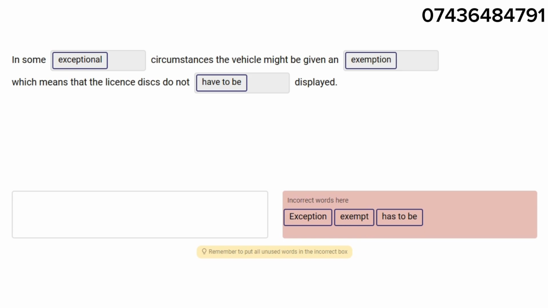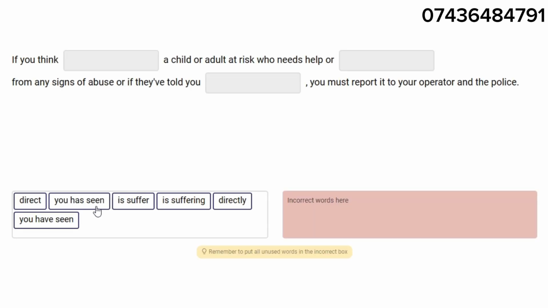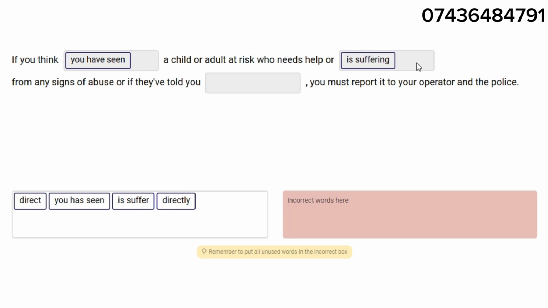Okay, the next question is this: if you think a child or adult at risk who needs help or is suffering from any signs of abuse, when you are using "you", there will be "have", not "has". They have told you directly. Those are the answers.